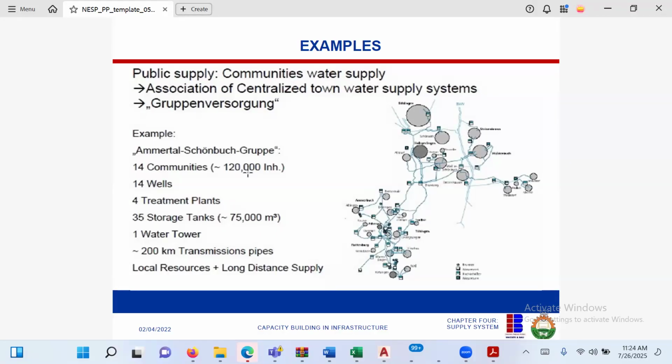So they have about 4 tanks. Once water comes from those tanks, and those tanks are located in the highest points, so that water can flow through gravity. So if you look at it, each well is dedicated to each community. Once they pump the water, they pump it to the 35 storage tanks. That means averagely about 2 tanks per community, or some 3.